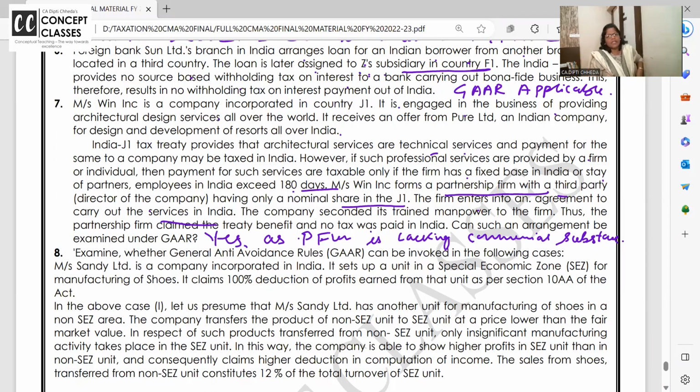तो ये तो गलत है, ये सब arrangement है. तो ये lifting of corporate veil very well caught up in GAAR.